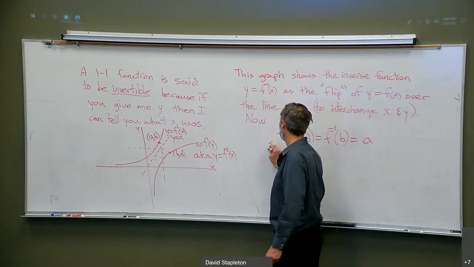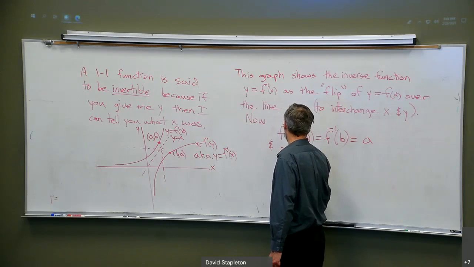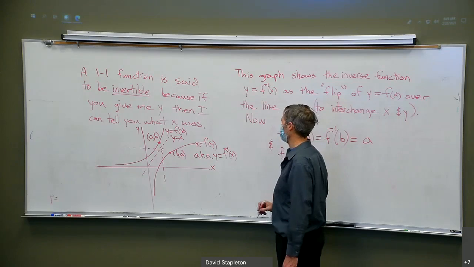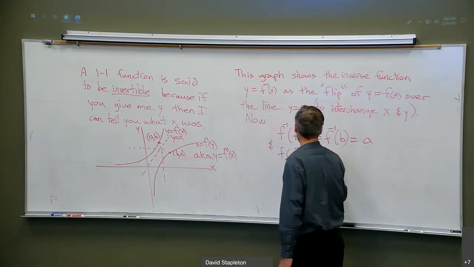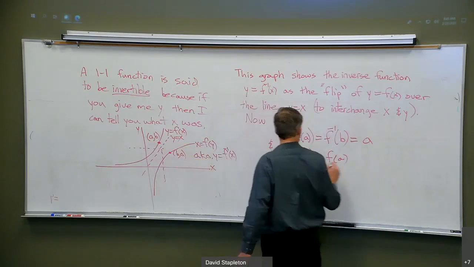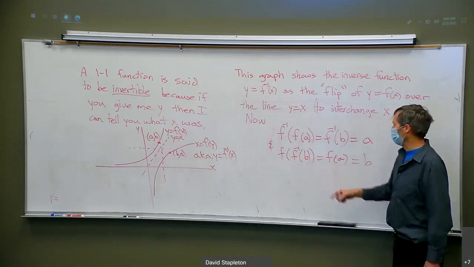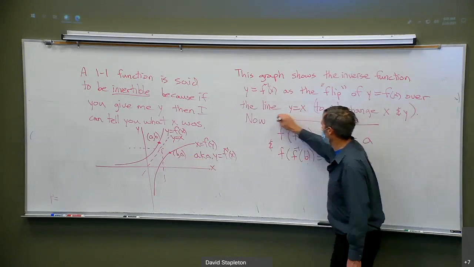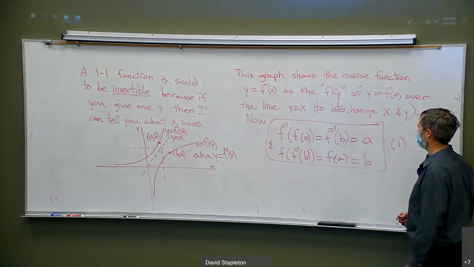And if you take f of f inverse of b, for any b for which f inverse is defined, f inverse of b gives you a. This is f of a. And then f of a is b. So it's b. F also is the inverse of f inverse. So they're inverses of each other. We can call that equation 1. That's the idea of an inverse function.